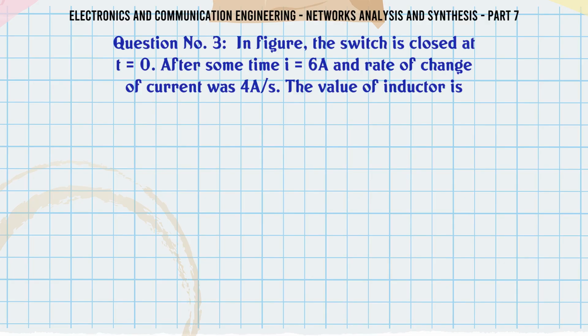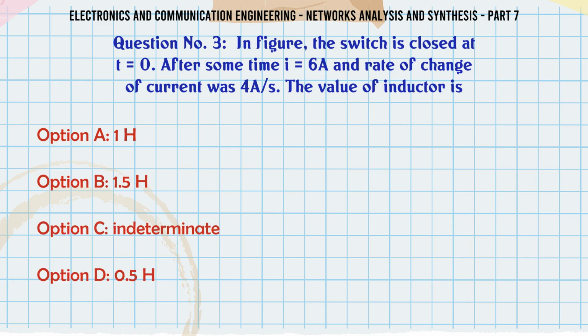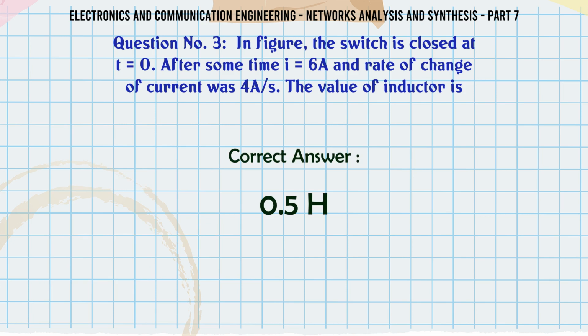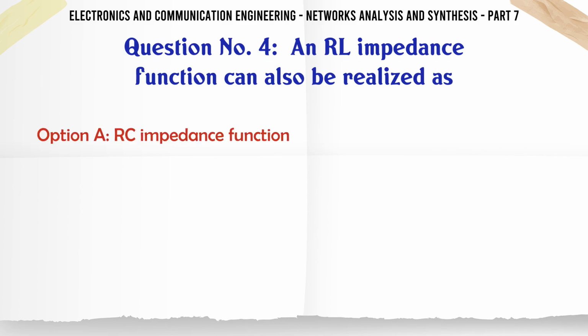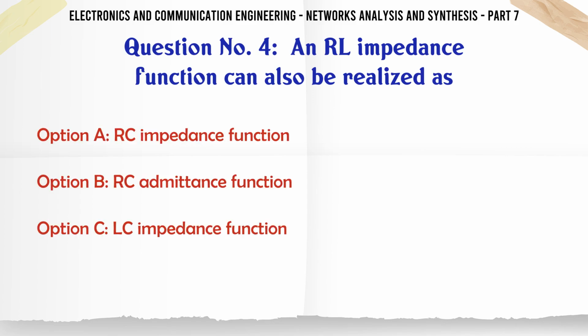In the figure, the switch is closed at t = 0. After some time, i = 6 A and the rate of change of current was 4 A/s. The value of the inductor is: A, 1 H; B, 1.5 H; C, indeterminate; D, 0.5 H. The correct answer is 0.5 H.